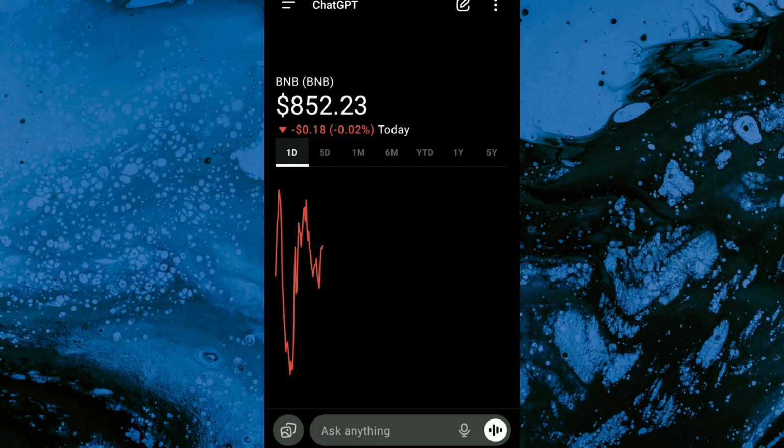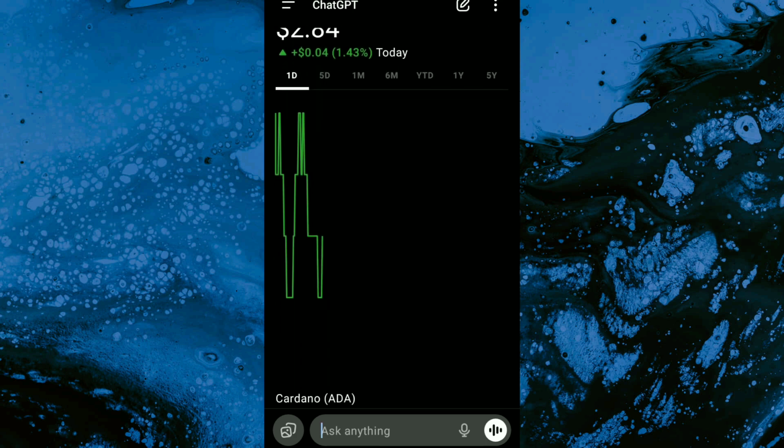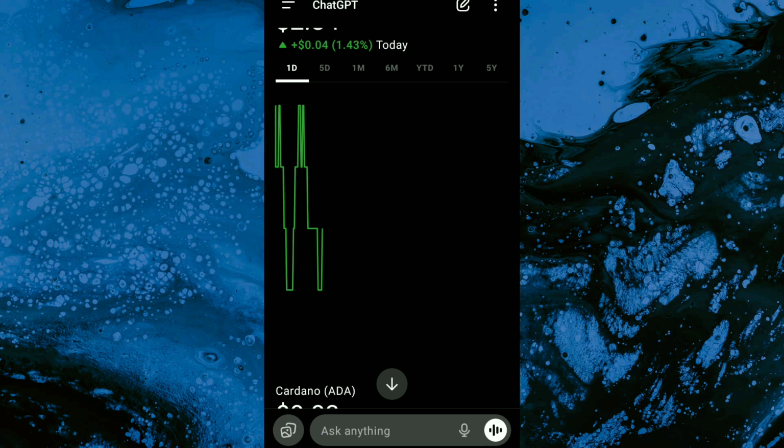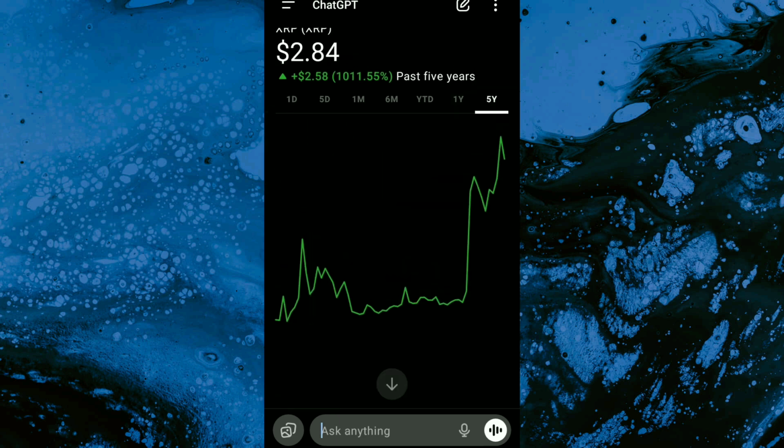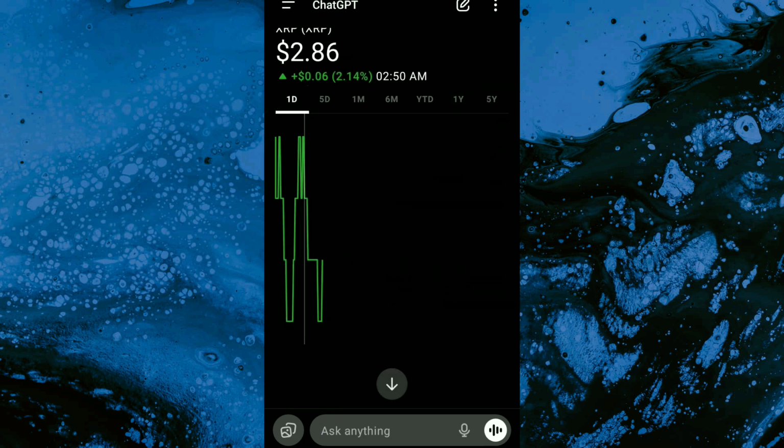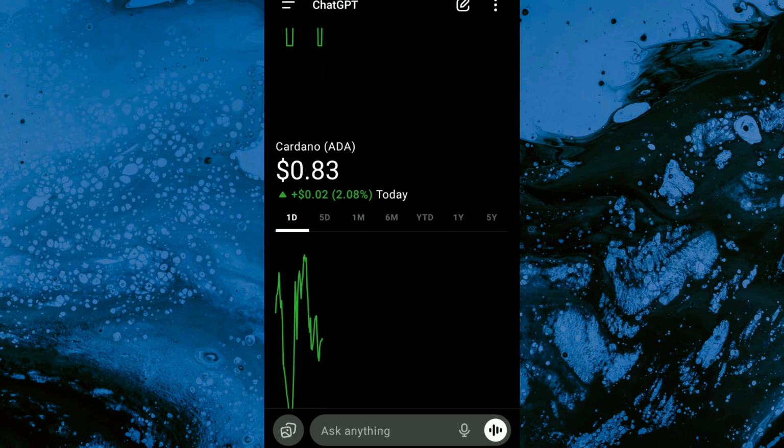For example, ChatGPT can tell you, when the price is trending upwards, it means more buyers are active. When the price is trending downwards, sellers are stronger. If the graph is very flat, it means the coin is not very active at that moment. This is extremely helpful because it removes confusion and allows even non-experts to learn how to read the market.